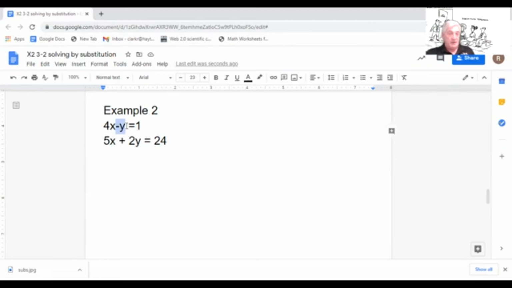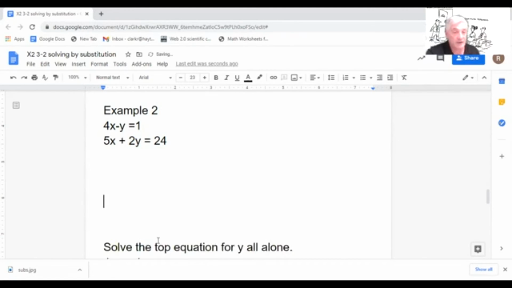Do you see any way we can get anything alone? That y could be alone. It's a negative y now, but we can make it positive y. What are we going to do? We're going to solve this equation for y. Then we're going to shove it right in there. We're going to substitute y in the other equation.